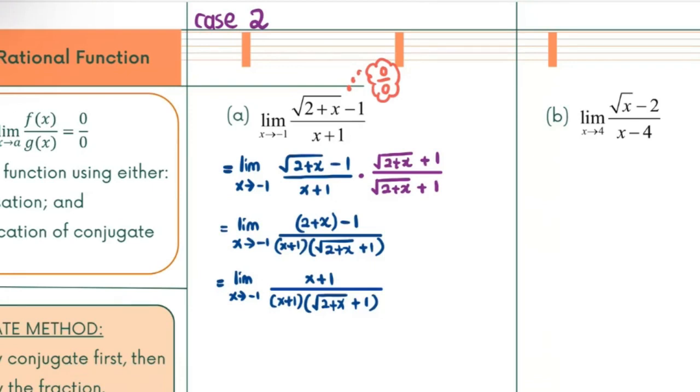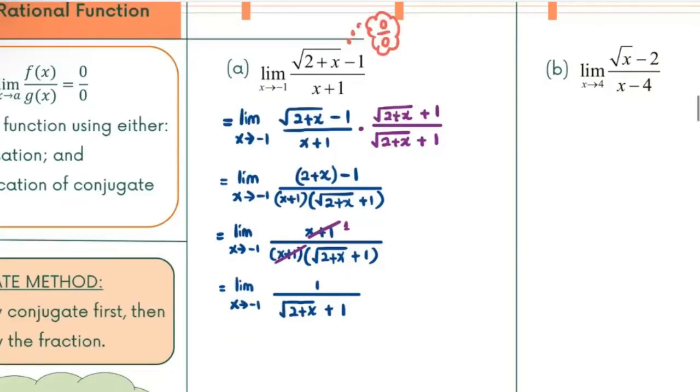So nampak tak dekat sini? Atas ni ada x plus 1, bawah ni pun ada x plus 1. So we can cancel both numerator and denominator. Maksudnya dekat atas ini akan tinggal 1 sahaja. So here we can after simplify dapatlah 1 over square root of 2 plus x plus 1.